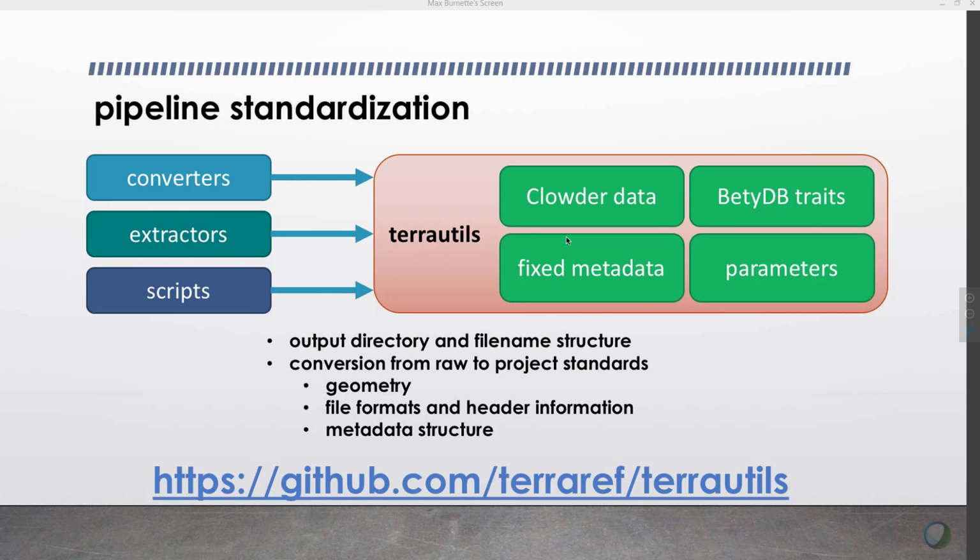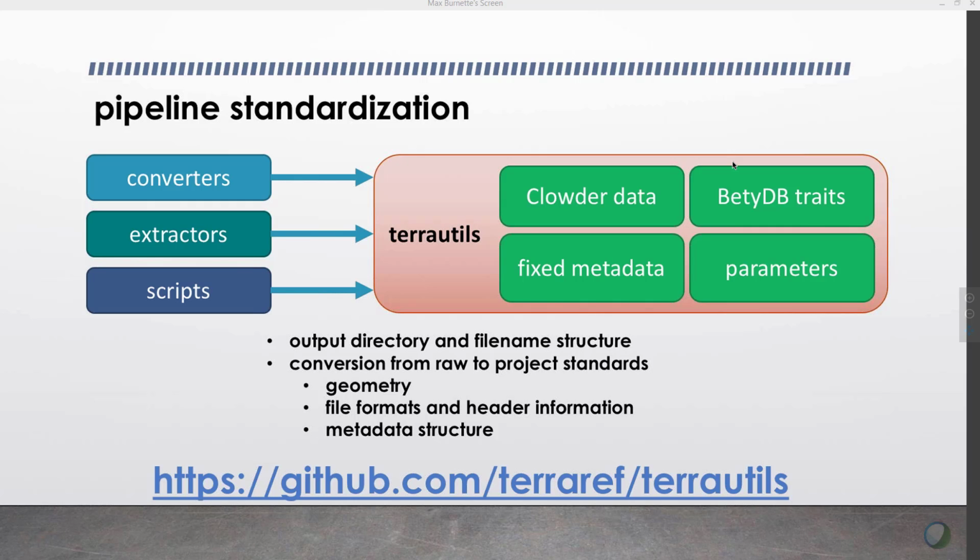The idea is that when we have code that interfaces with things like BETYdb or needs to translate from some raw metadata to some standardized format for our project, this TERRA utils library is meant to provide endpoints to let you do that. You can see in this slide that TERRA utils encapsulates things like fetching data from Clowder, posting and pulling data from BETYdb, converting to fixed metadata, and referencing fixed parameters.